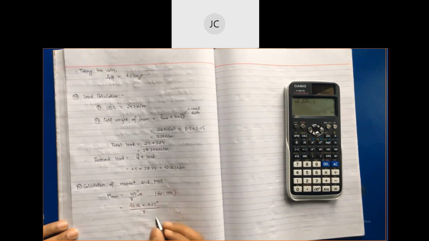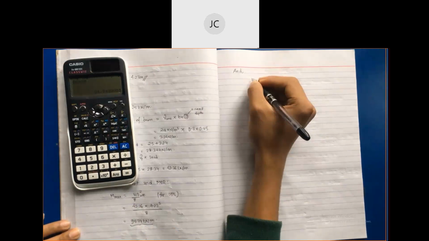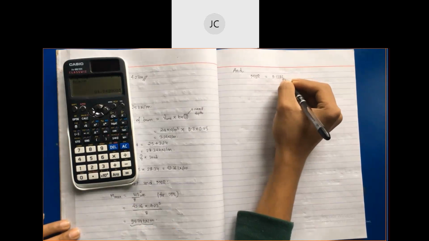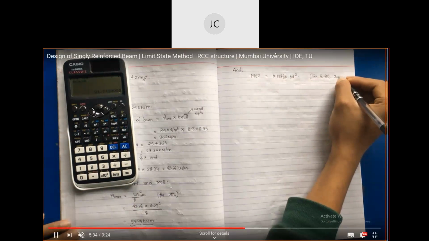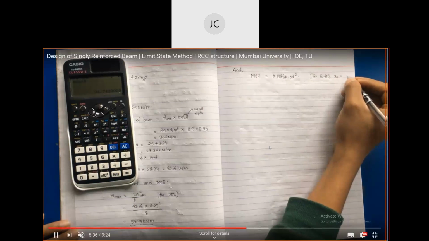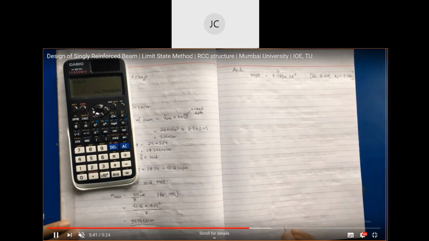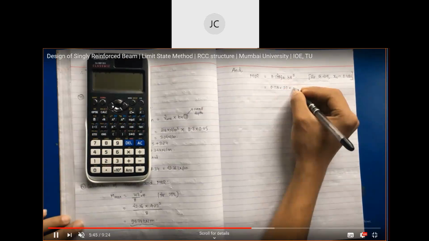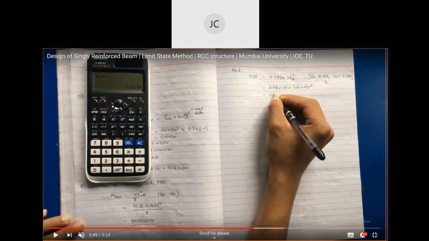Then we have to find out the factored moment or design moment. It will be WL square by 8. After that, we have to find out the moment of resistance. This is the formula I have shown you before, not in this chapter, on how to find this value, because in this question your grade of steel is given and grade of concrete is also given.